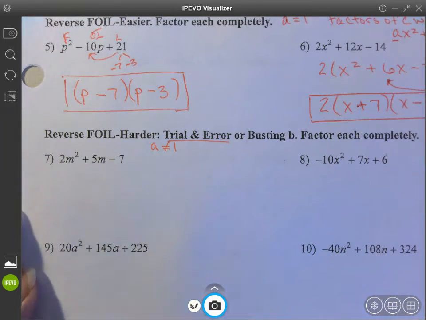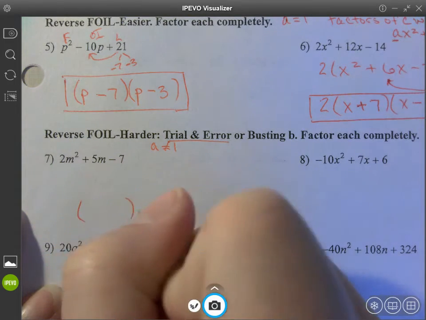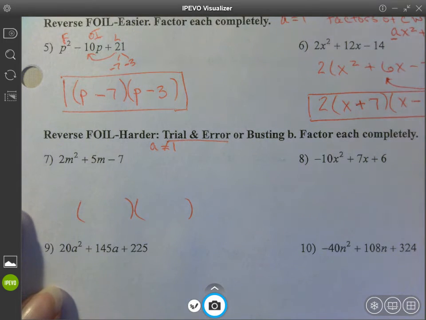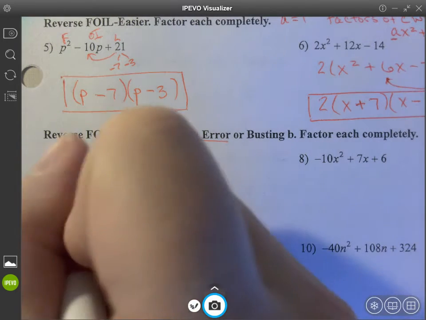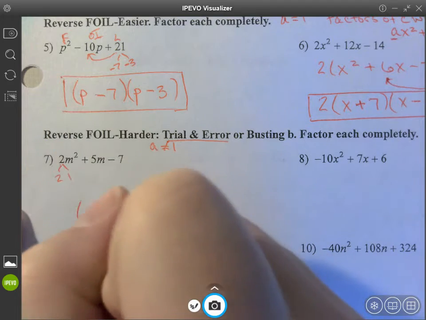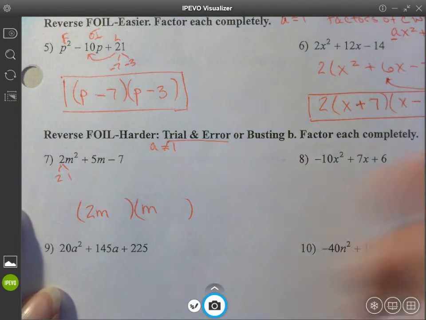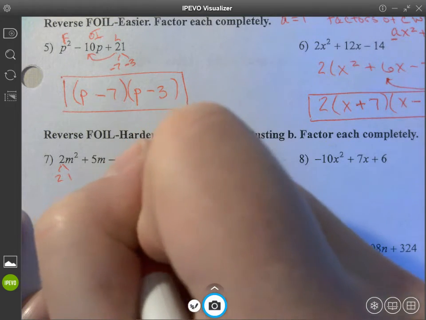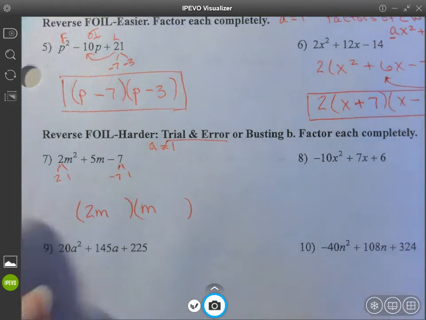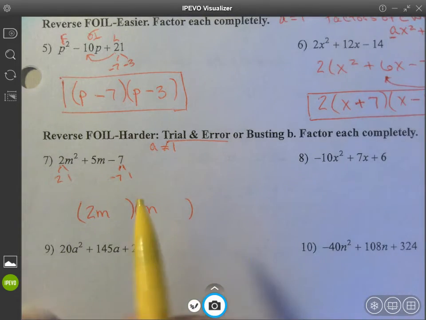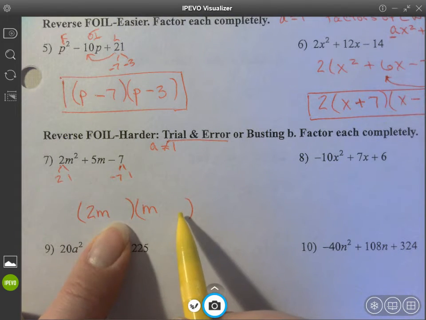So here we go. I'm going to drop right to reverse FOIL, but I'm not 100% sure what numbers are going to work. I know my only options are 2 and 1, so that I'm pretty confident with. So I'll put that in pen. My only options for negative 7 are negative 7 and 1, or 7 and negative 1.